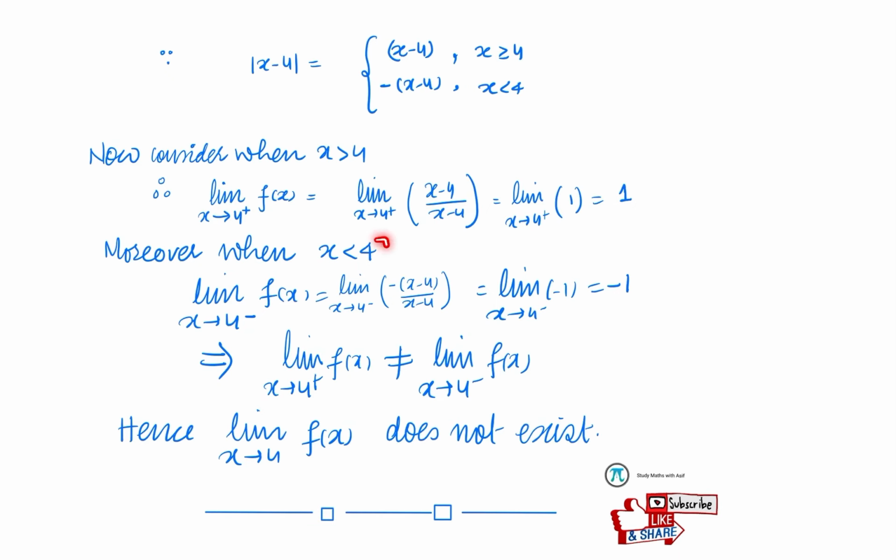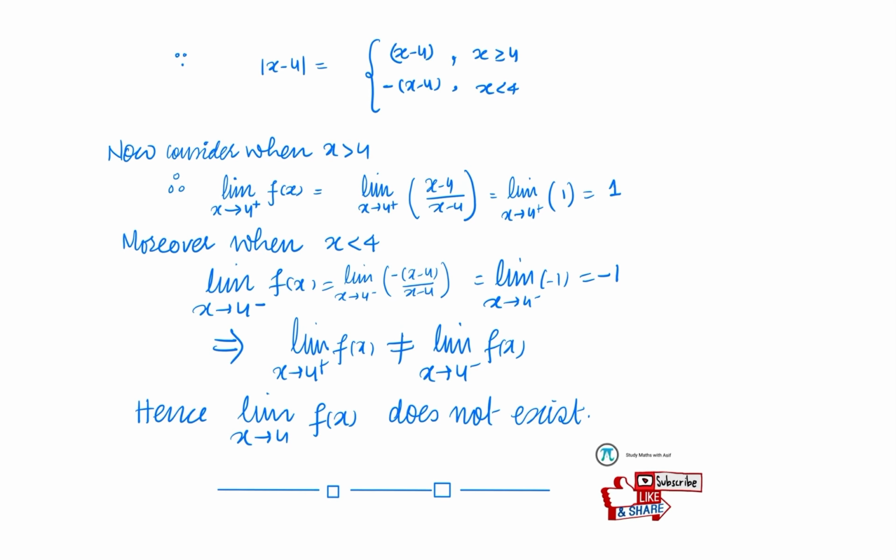Moreover, when we are considering the points less than 4, symbolically we write this as x goes to 4 minus, meaning x approaching 4 from the left. Here we put the value of the modulus from here when x is less than 4, and this is the denominator. You can solve it, so this will be minus 1. So finally the limit from the left will be minus 1. From the right we obtain 1, from the left we obtain minus 1. That means the left hand limit exists, the right hand limit also exists, but these are not identical. So finally the limit of the function does not exist. In this way we can calculate the limit of the function.